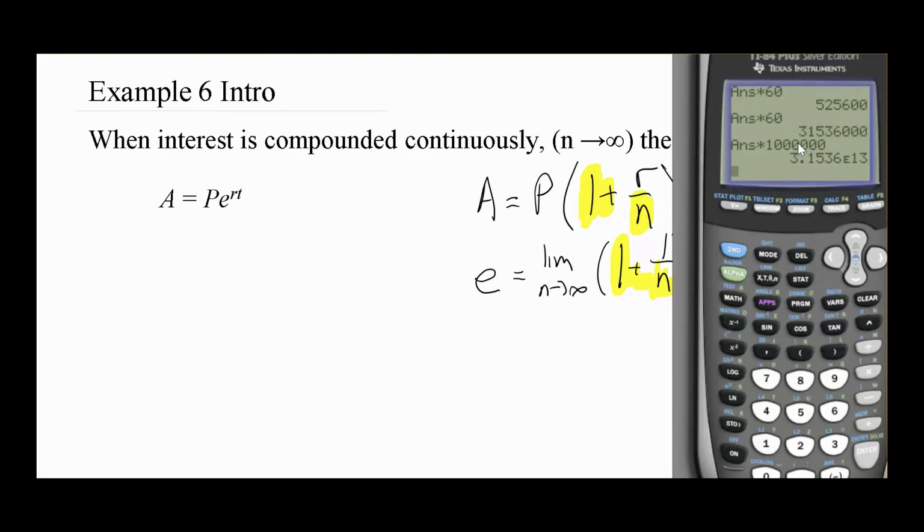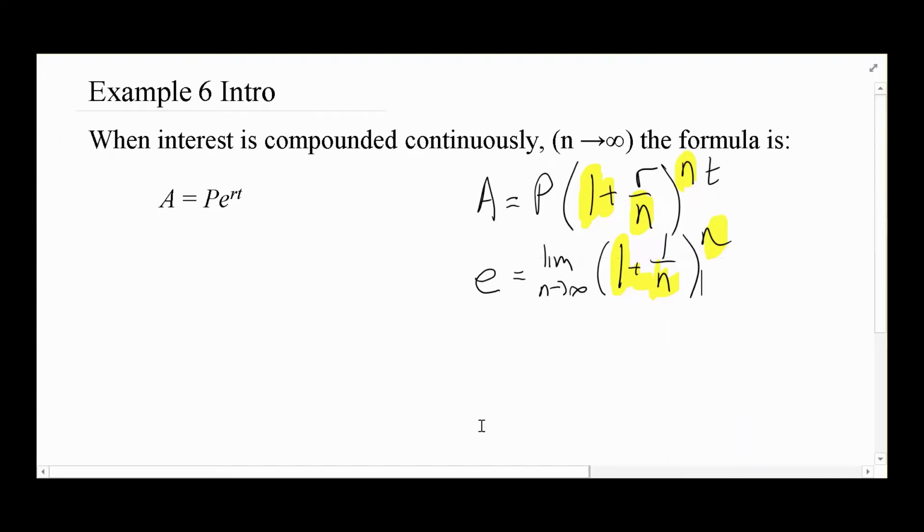So all of a sudden, our n value is getting bigger and bigger and bigger, so let's just continuously compound interest. Every millisecond, every nanosecond of every day, we're continually compounding interest. Well, that would turn into an n being infinity situation. And when that happens, your compound interest formula turns into A equals P times e all to the rt power.